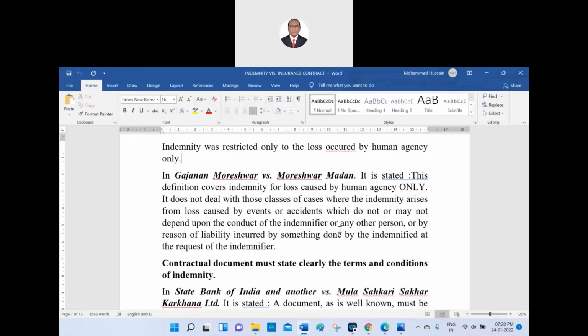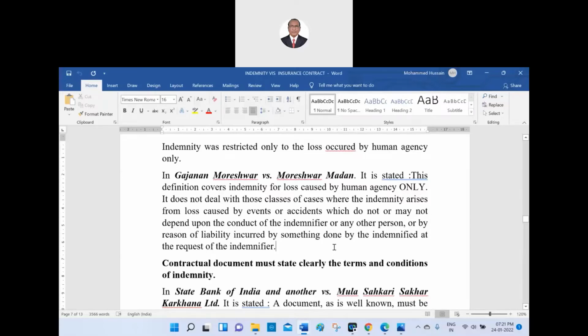It is stated that this definition covers indemnity for loss caused by human agency only. That means it does not deal with those cases where the indemnity arises from loss caused by events or accidents which don't or may not depend upon the conduct of the indemnifier or any other person, or by reason of the liability incurred by something done by the indemnified at the request of the indemnifier. So, if any human agency is there and the cause occurs there, at that instance the insurer would have to come to the rescue of the insured.